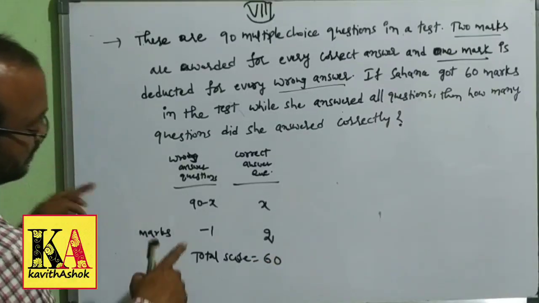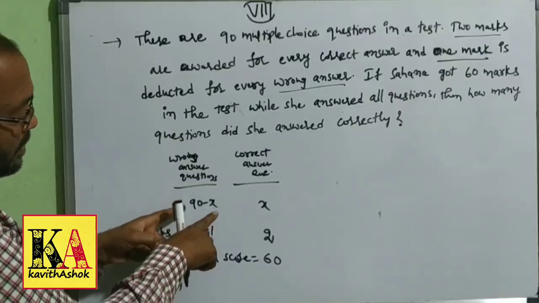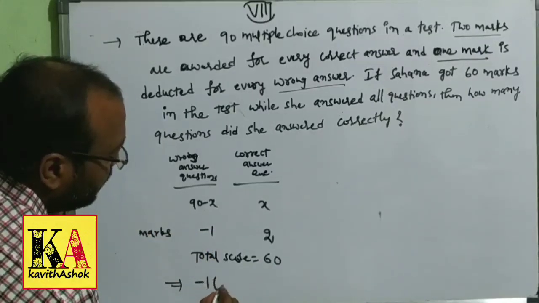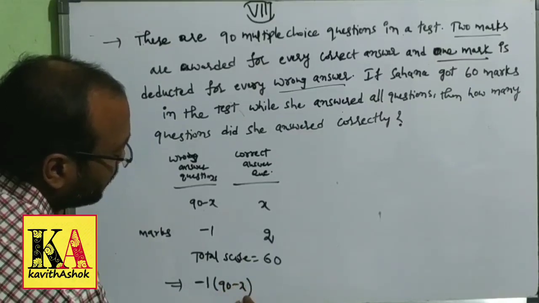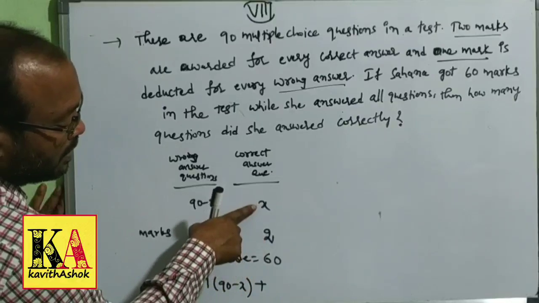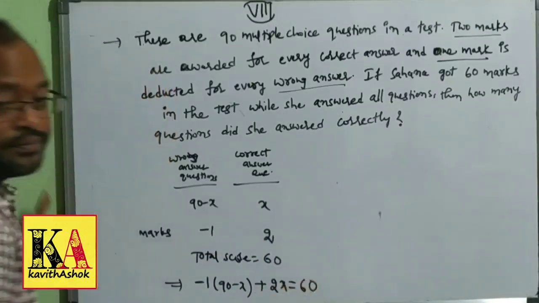How can we get here? 90 minus x into minus 1. Because for these questions she will lose the marks. So minus 1 into 90 minus x. For the remaining, plus 2 marks she will get for a correct answer. So 2x is equal to 60.